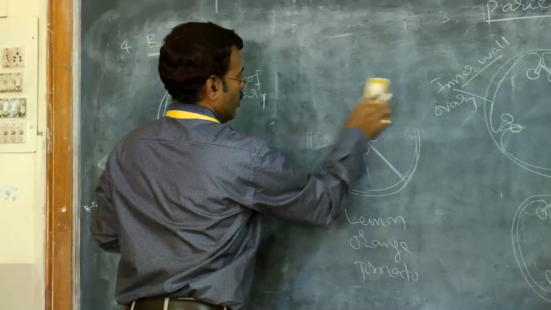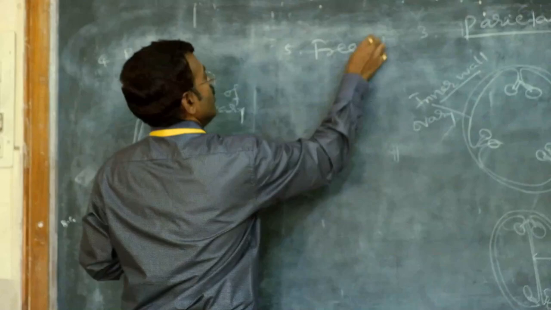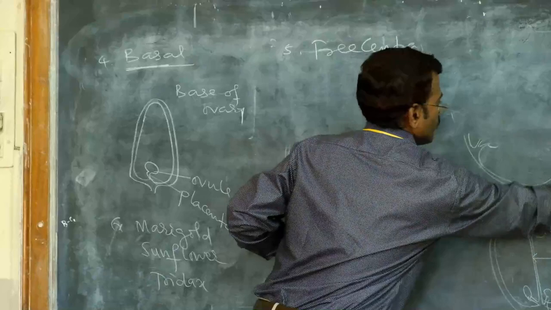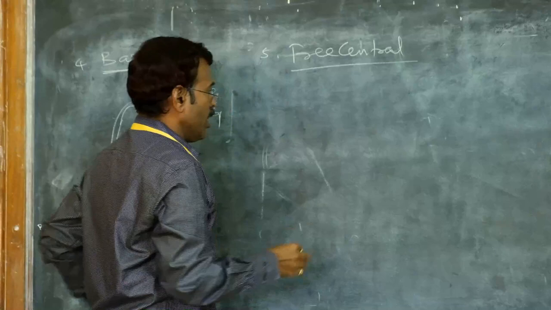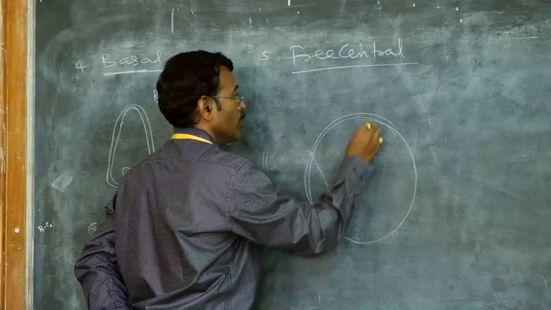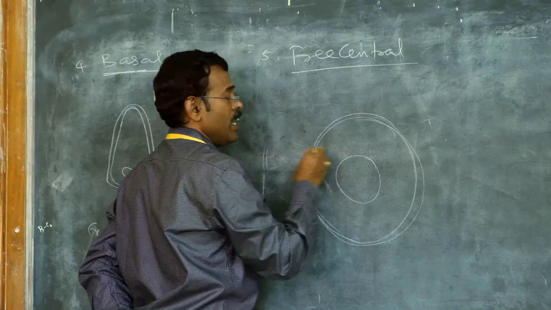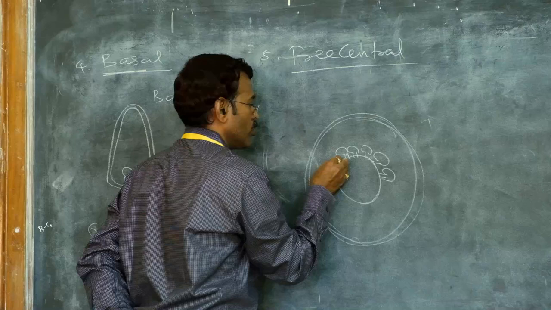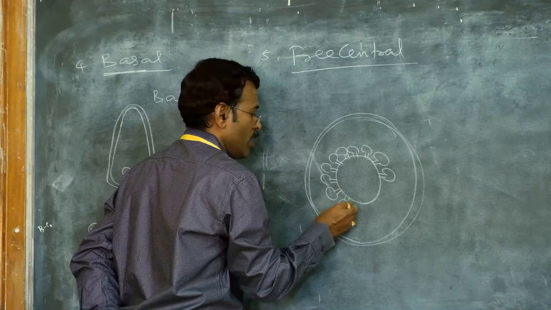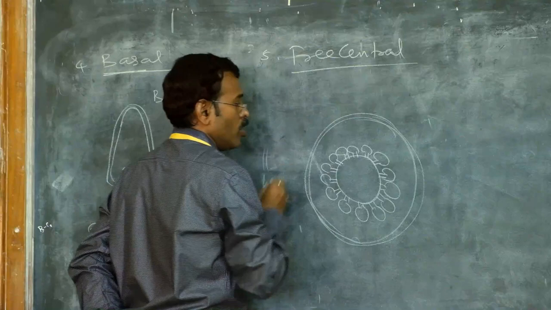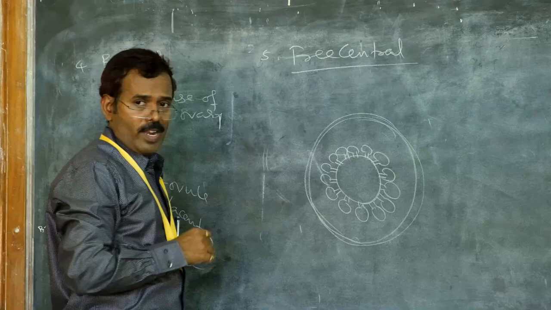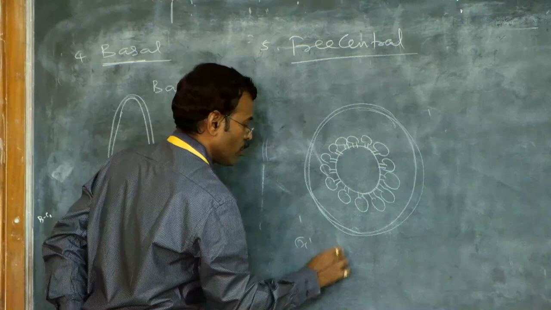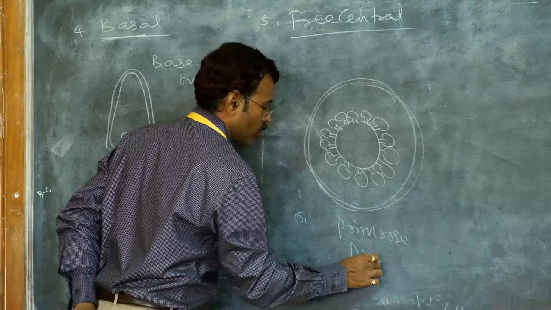The last one is free central placentation. In free central placentation, the ovary is unilocular. The placenta lies freely in the center of the locule and it is swollen, and this swollen placenta bears ovules all over its surface. This kind of placentation is known as free central placentation. Examples: primrose, dianthus, primula and pink flower. These are examples of free central placentation.